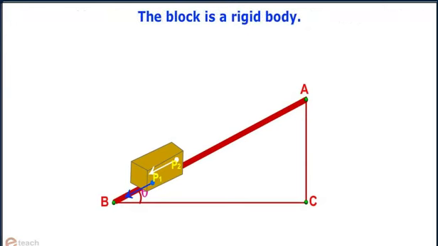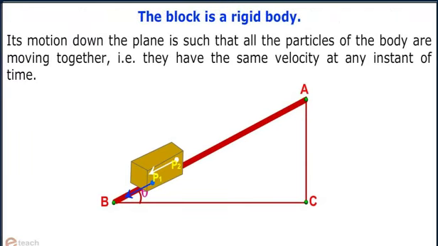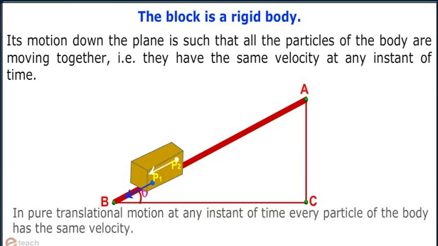The block is a rigid body. Its motion down the plane is such that all particles of the body are moving together. That is, they have the same velocity at any instant of time. This is pure translational motion: at any instant of time, every particle of the body has the same velocity.